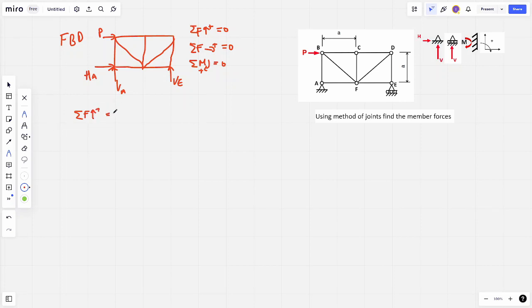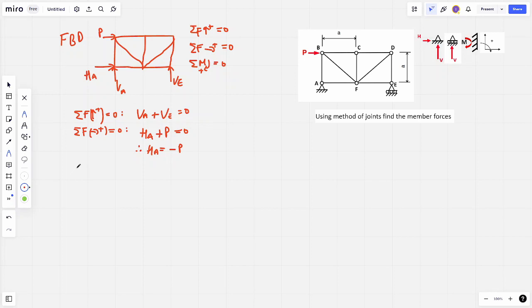So what do we have? We've got VA, which is going up, plus VE is equal to nothing, so it's equal to 0. We've got nothing else going down and nothing else in here. We've got two unknowns in one equation, so we can't really do much. Therefore, we need to use another equation. So let's look at the horizontal forces. So we've got positive HA plus P is equal to 0. Therefore, we can say HA is equal to negative P.